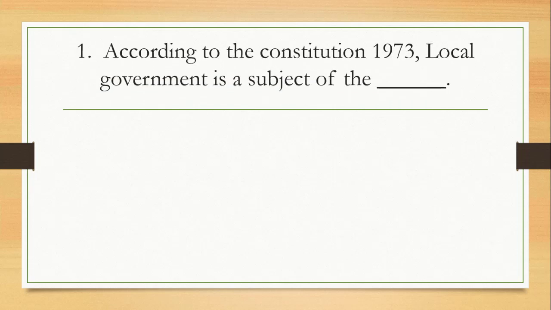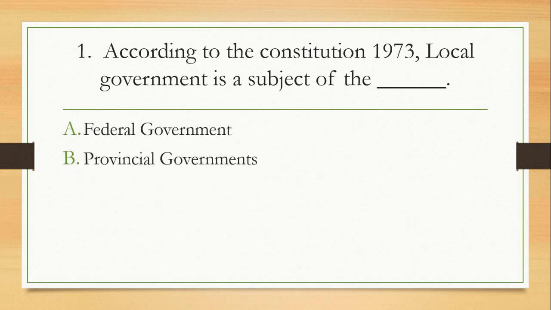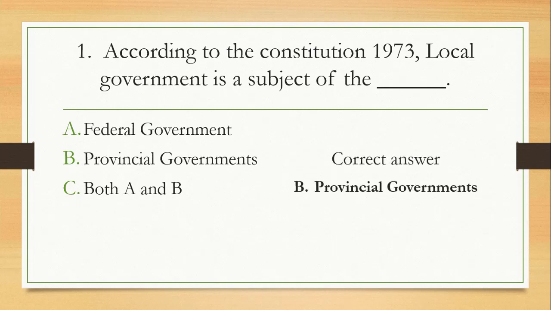Now let's do a short quiz. According to the Constitution of 1973, local government is the subject of, you have three options: A, federal government, B, provincial government, C, both A and B. Which one is right? The correct option is B, provincial government. It was the subject of the provincial government.